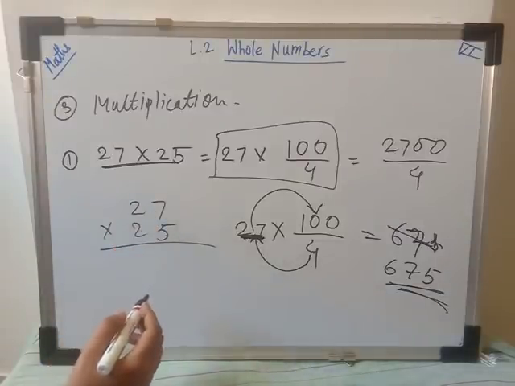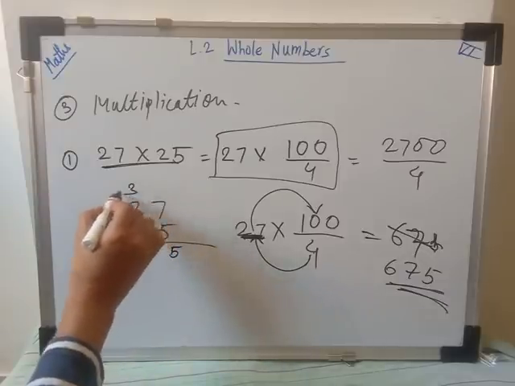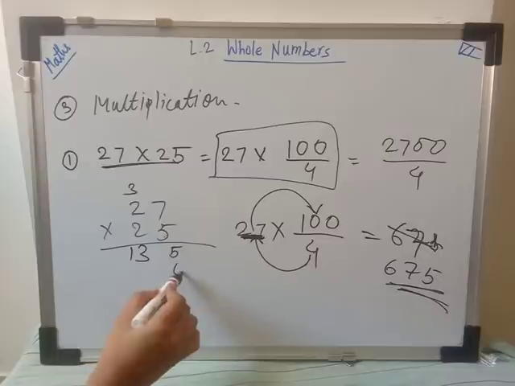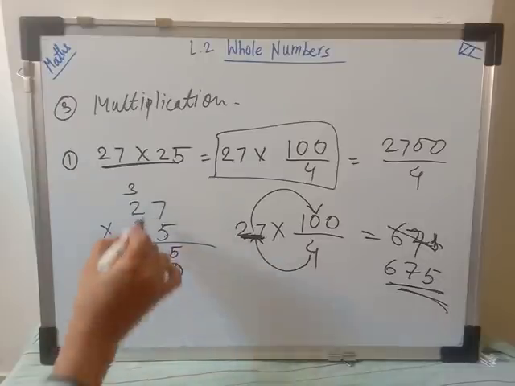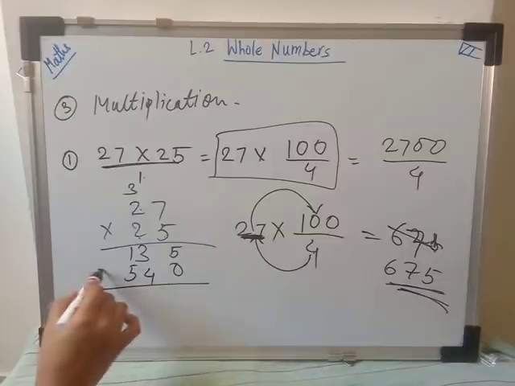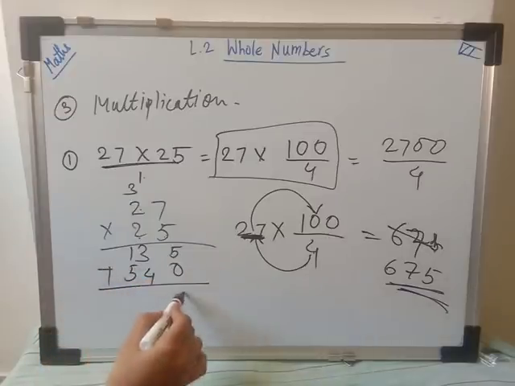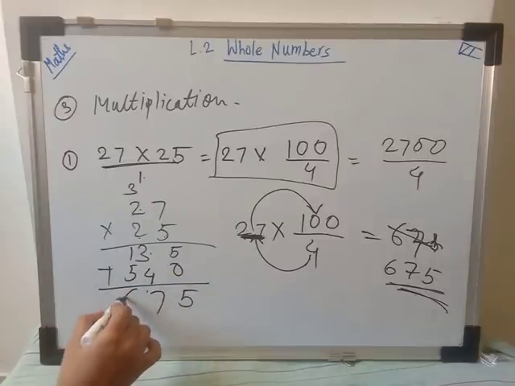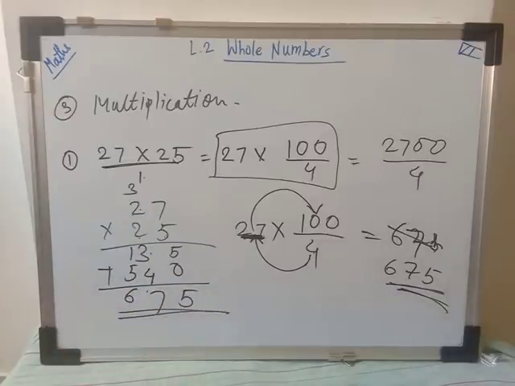So 7 5s are 35. 5 2s are 10, 10 plus 3 is 13. 0. 2 7s are 14. 1. 2 2s are 4, 4 plus 5. So 5 here, 3 plus 4 is 7, and 5 plus 1 is equal to 7. See, our answer is correct, 675. So you can take different numbers, use different operations, and arrange them in a different pattern.